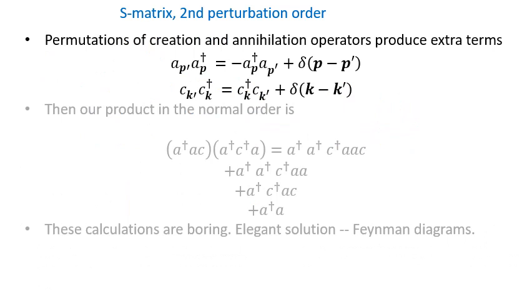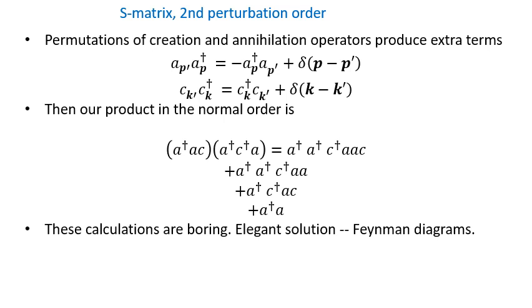Permutations of operators produce extra terms according to their commutators and anti-commutators. Of course, we can do this calculation manually and arrive at the result, which is the sum of 4 terms. But this was just the simplest case. For higher perturbation orders, calculations become tedious and boring very fast. But there is a way to make them more entertaining.